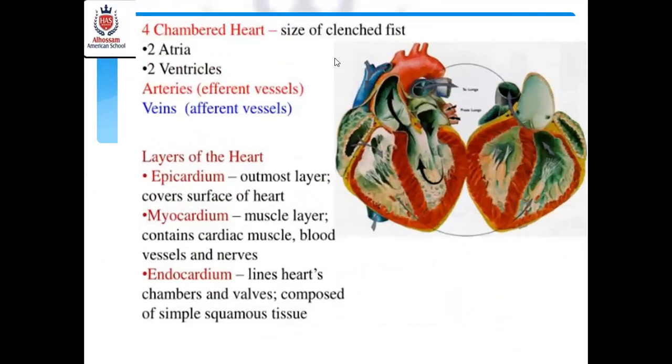If you open the heart from inside, we will find that it's a hollow organ formed from 4 main chambers, 2 upper atria and 2 lower ventricles. Attached to it are many arteries and veins, but there is an important rule. Any artery is considered an efferent vessel. It carries blood away from the heart, and any vein attached to the heart is considered an afferent vessel. It carries blood into the heart.